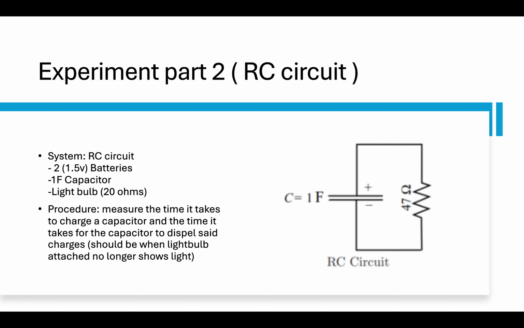So as the capacitor is charging, it flows through to the light bulb, and you'll see the light bulb turn on, and then it will slowly turn off. And when it turns off, that's when it's charged. And then we'll disconnect the battery and watch the light bulb to see when it discharges.